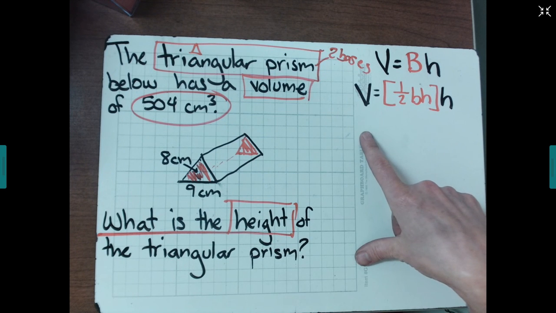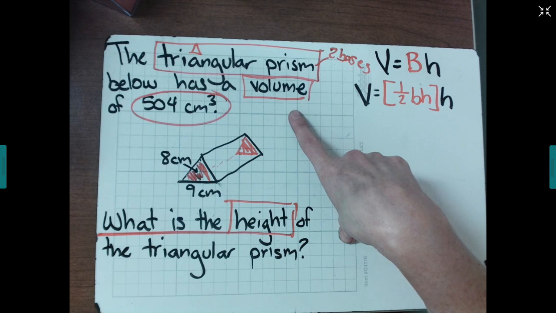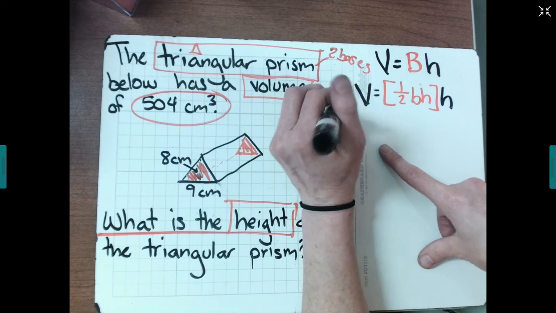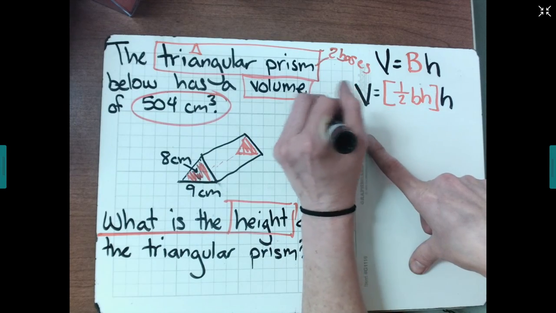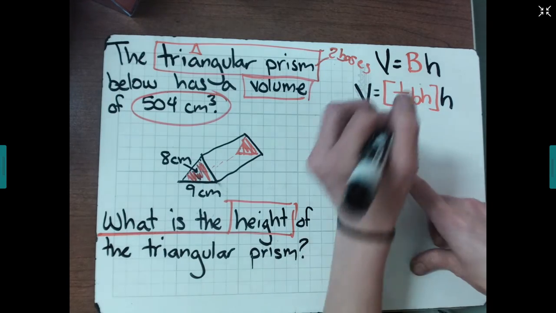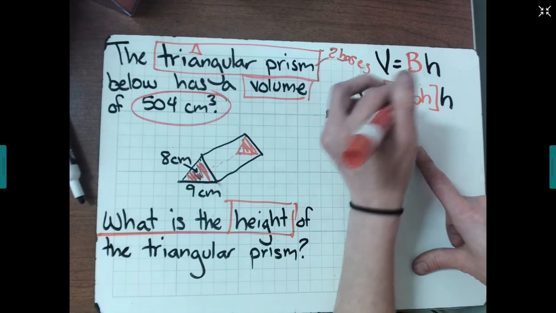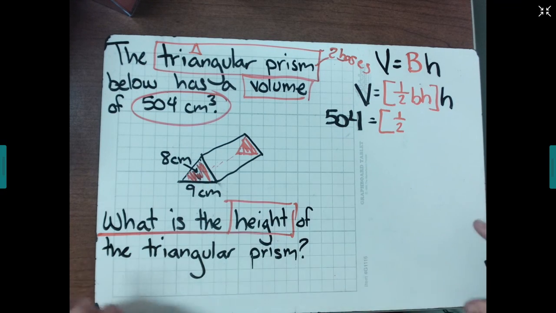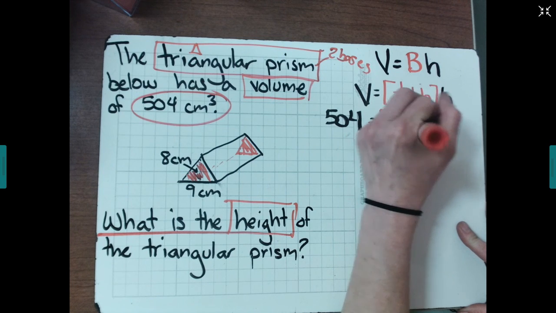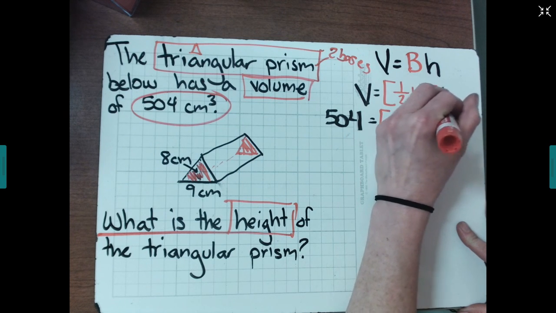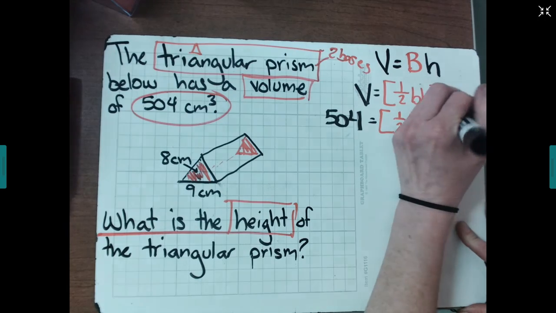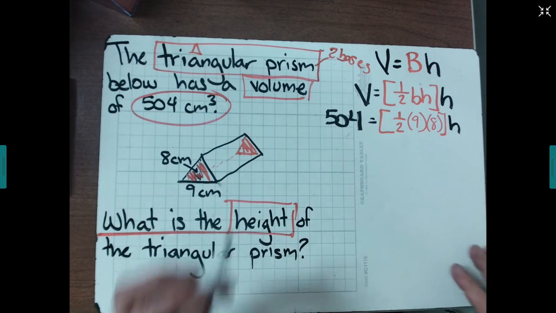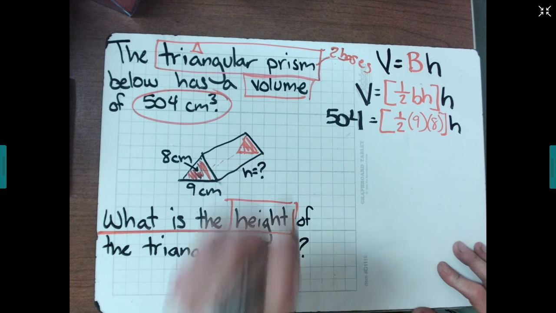And now I'm going to plug in. I already have the volume. I am not solving for V volume. I already have it. So I'm going to replace my V with the number 504. And my base is 9 by 8. So 1/2 of 9 by 8. Okay, and I'm looking for the height of my prism, the distance between my two bases. Height is equal to what?